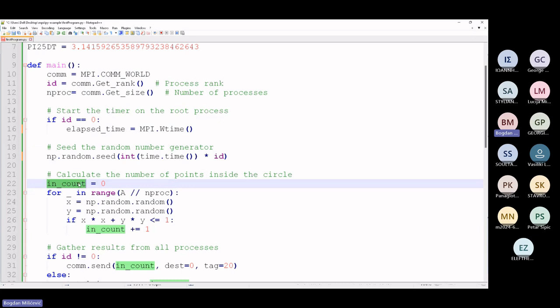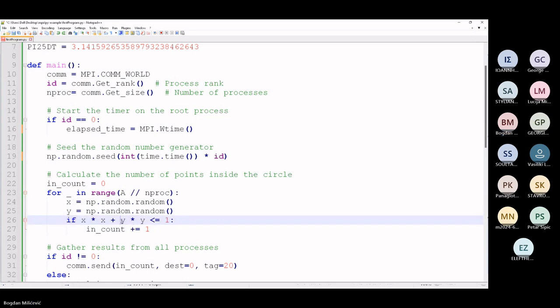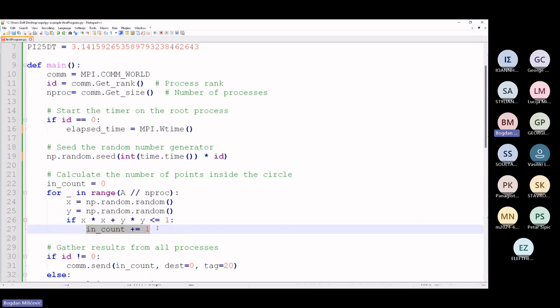This variable will serve just to count whether the point is inside or not, and then we are generating a random value between 0 and 1 for x coordinate. We are generating a random value between 0 and 1 for y coordinate, and if x squared plus y squared is less or equal than 1, we are saying that this point is inside. And we performed all of the necessary calculations here.